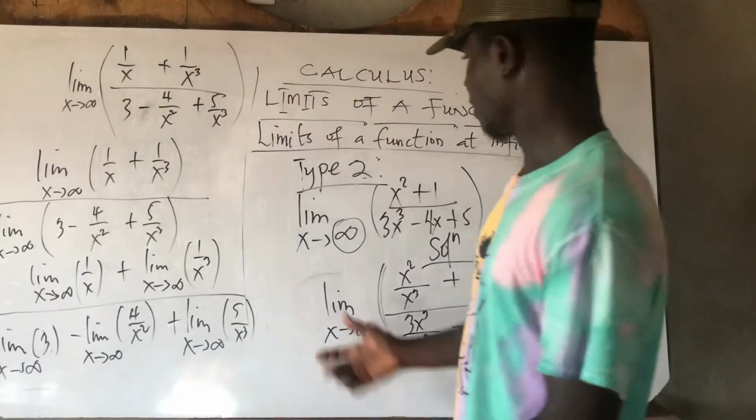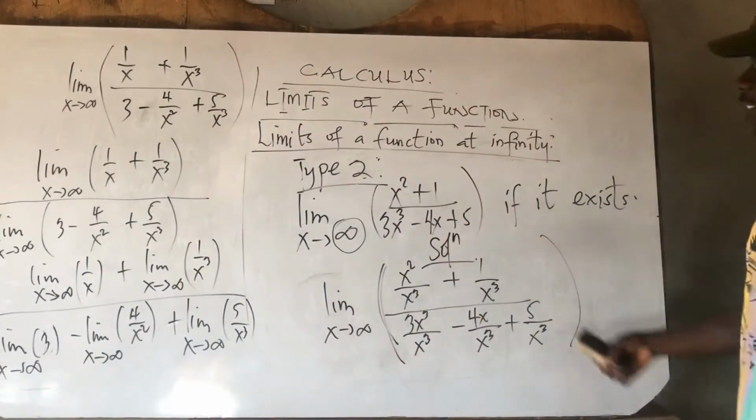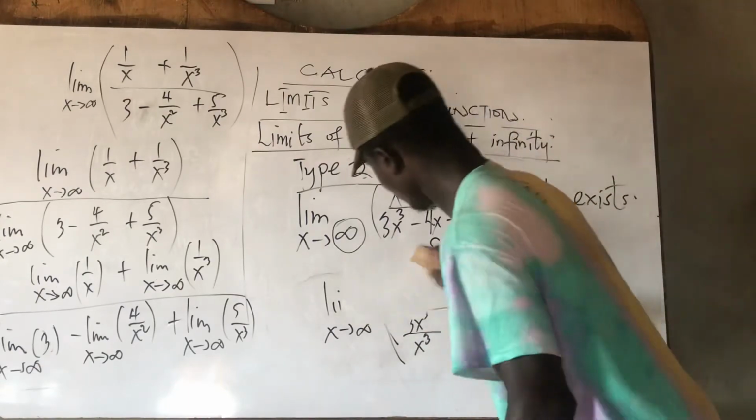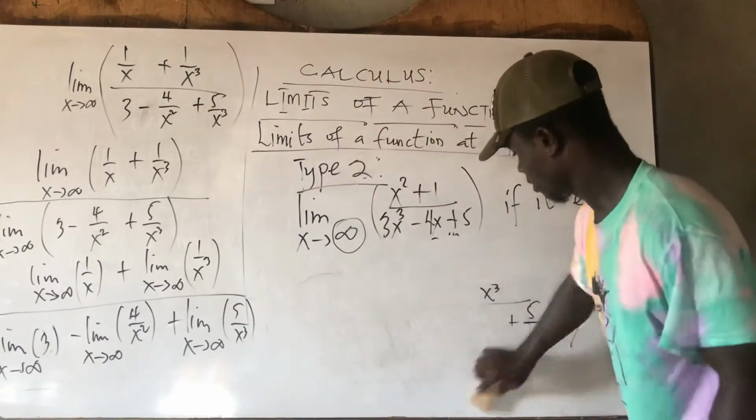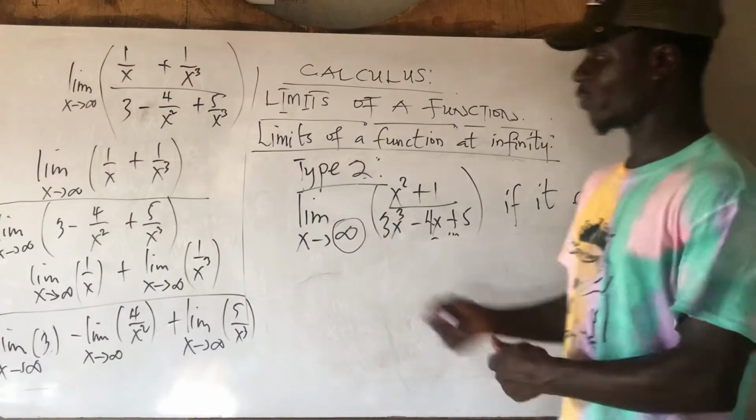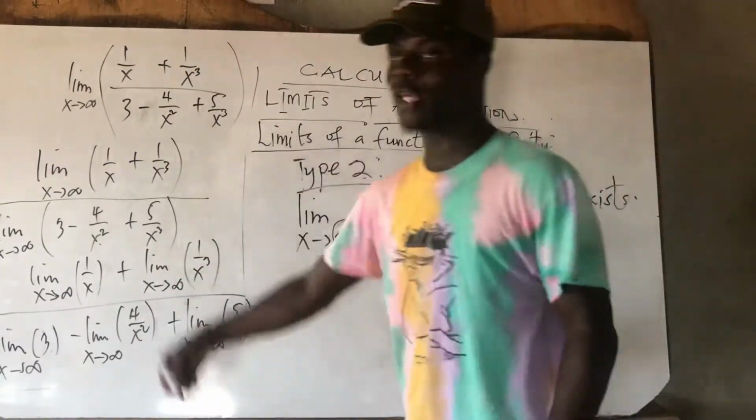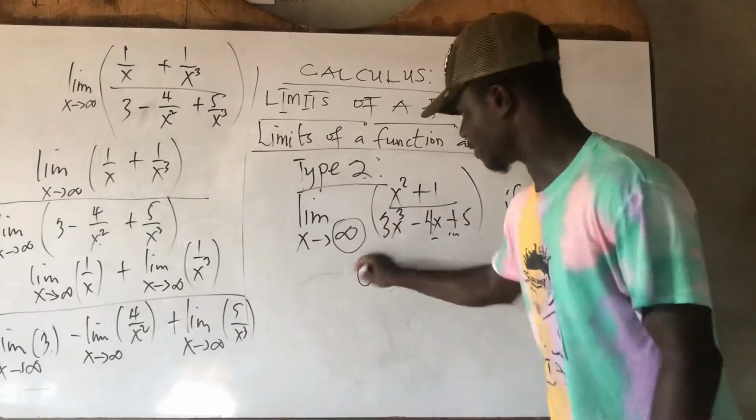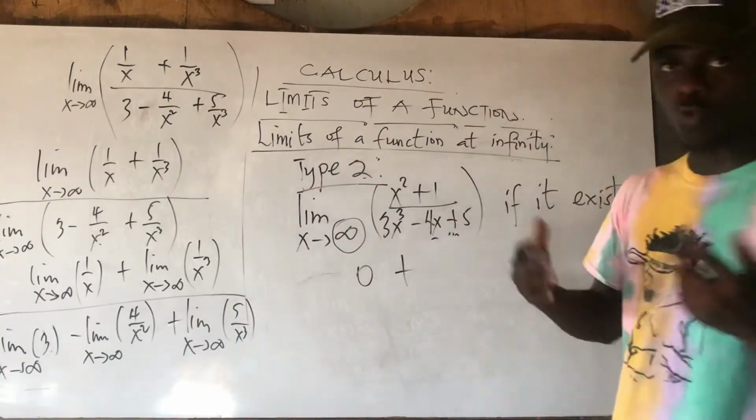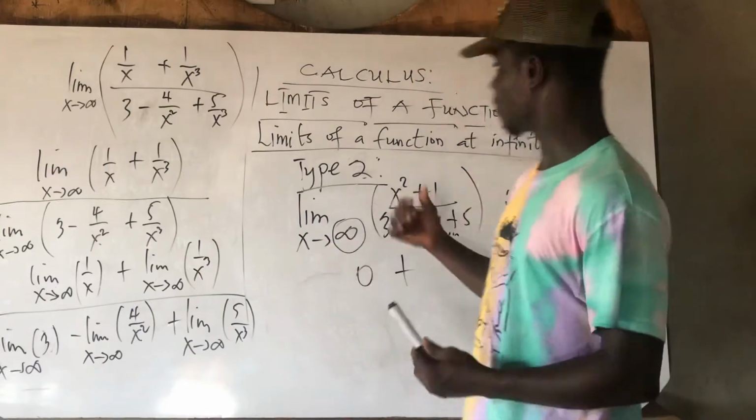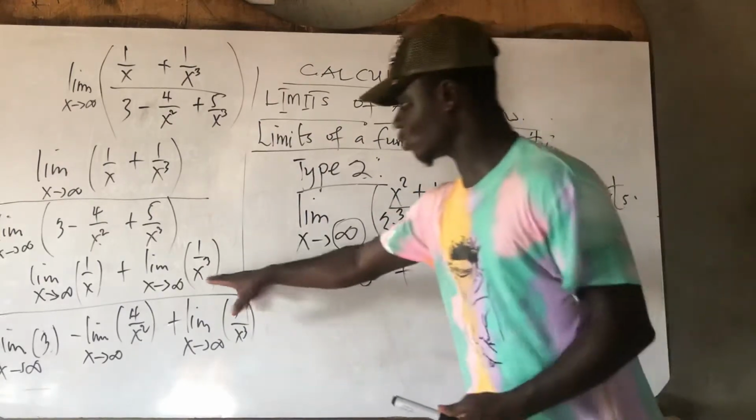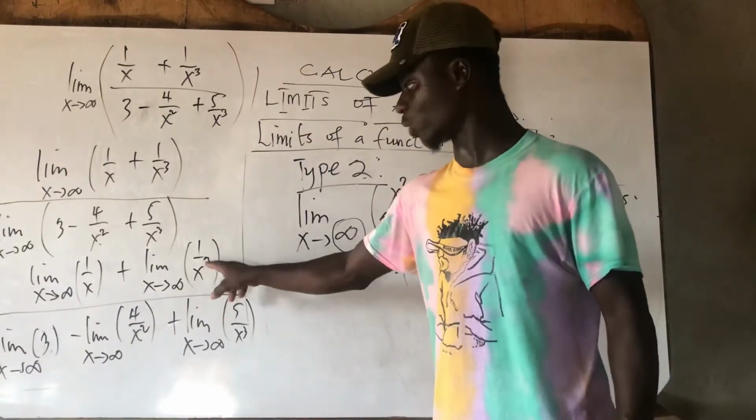I believe I can clean this place. So we have it as that: the limit as x approaches infinity of 1 on x, which is 0, plus, I believe you know why it is 0, I explained, right? So plus this one, x to the power 3 is an exponential function.